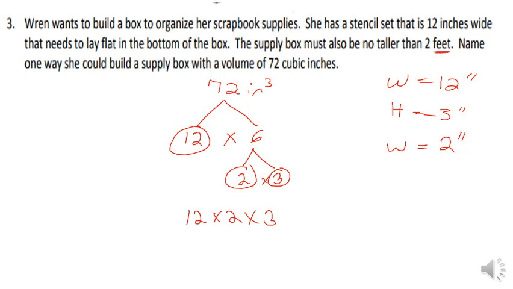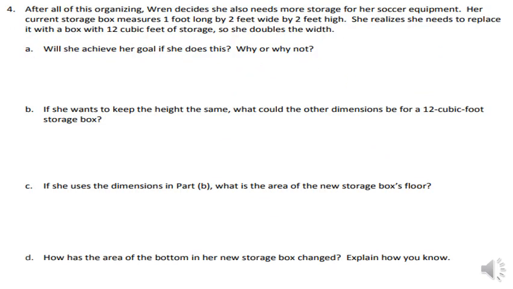I think this may be a typo here. I think this should have been, the box must be no taller than 2 inches. So if that was true, then I would just turn these two around to meet that requirement. And I would put this as 3, my width is 3 inches, my height is 2 inches in order to meet the restraints of the problem. Now it's possible you could come up with different answers than that. Okay.